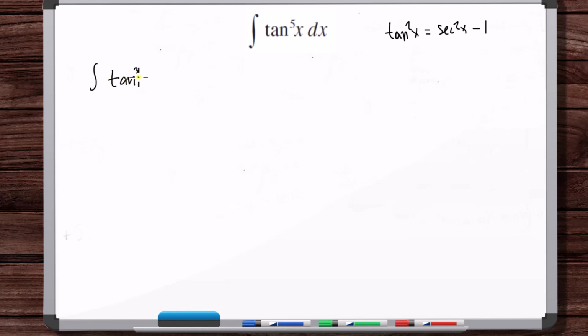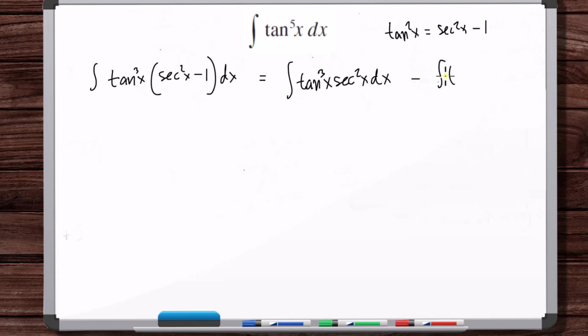So we get tangent cubed of x, secant squared x minus 1 dx. See? And so with that, we get two separate integrals. Tangent cubed of x secant squared x dx, minus tangent cubed of x dx. Okay, so looking at that, this actually did help a little bit, but let's go ahead and do this.